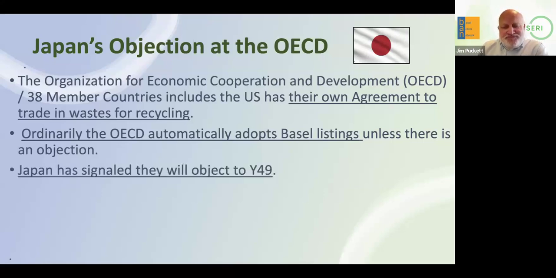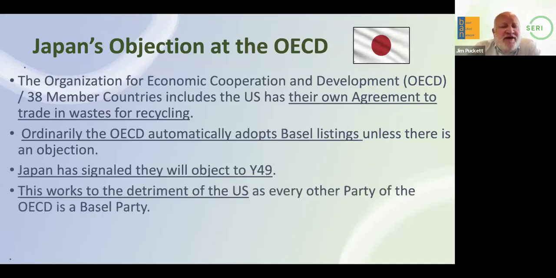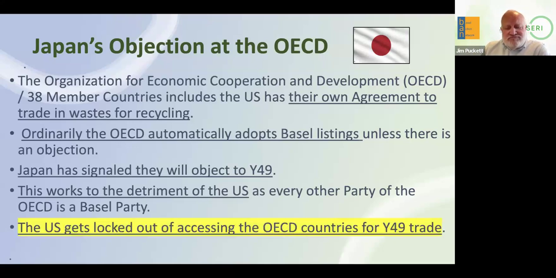So what does that mean? Unfortunately for the US, this works to their detriment because almost every party of the OECD is a Basel party except the US, and they all are. So if the OECD doesn't adopt Y49, the US can't take advantage of the OECD agreement for Y49, and they're locked out of accessing those countries like Canada even, or Mexico, or European countries to trade in Y49 because of the Japanese objection.